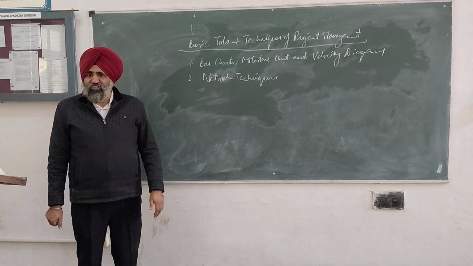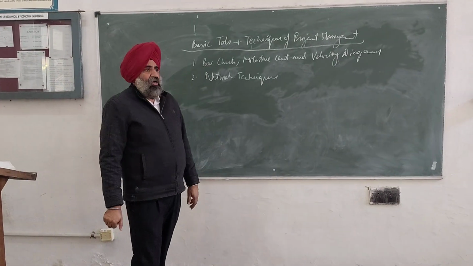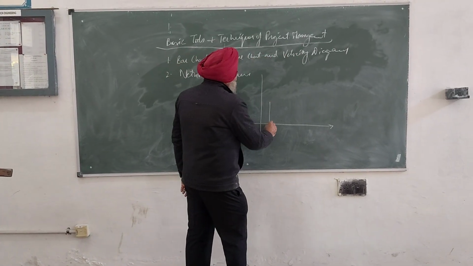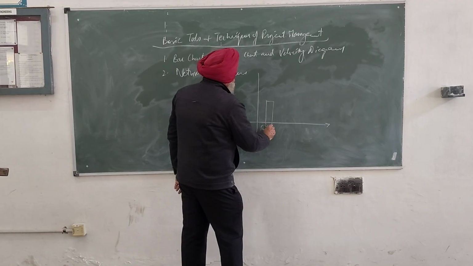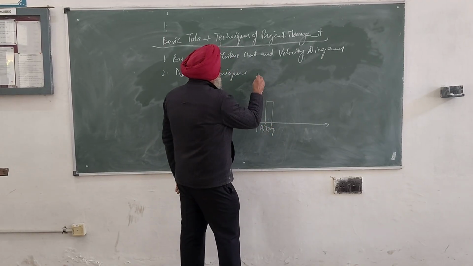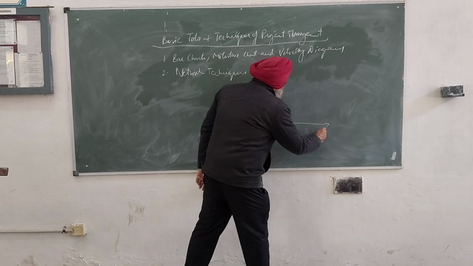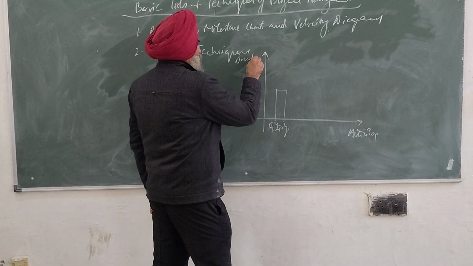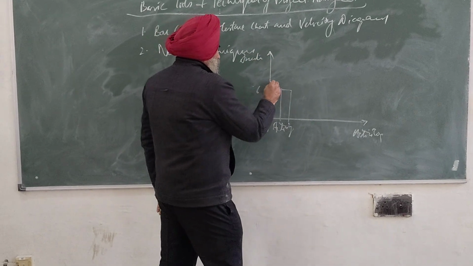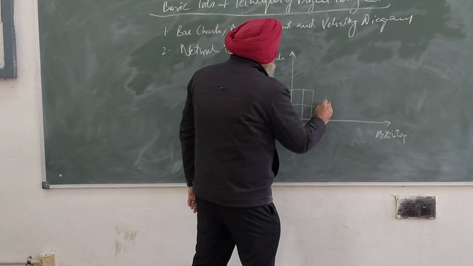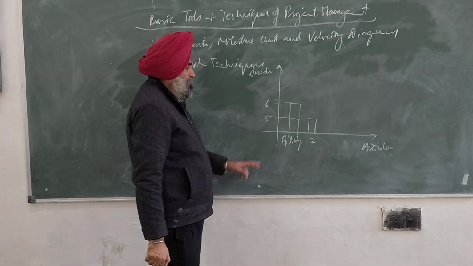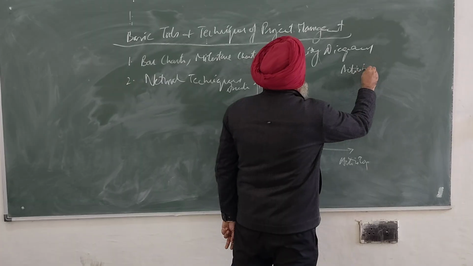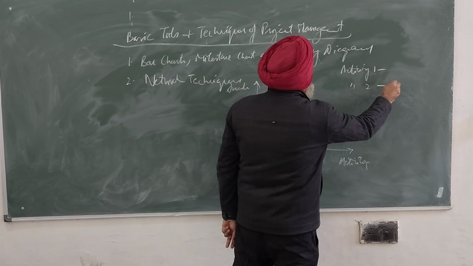This bar chart we have already studied in the lower classes. If you recall, in lower classes we started with this one. On this side we are taking the activities, and on this side we are taking the duration. If I say this is 6 months, and this is 3 months, activity 2 may be consuming only 3 months. You can mention here activity 1, or activity 2.